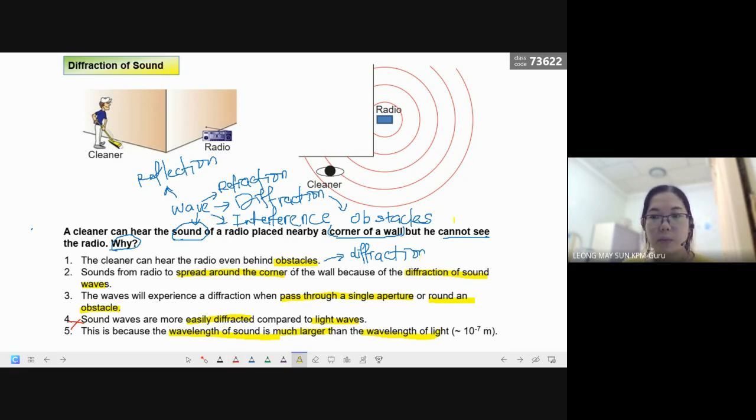Now I understand why they compare with light wave, because the question says he cannot see. We can only see if the light wave propagates. So we cannot see the light ray from the radio directly to the eye of the cleaner. That's why they compare: sound wave is more easily diffracted compared to the light wave, because the wavelength of the sound is much larger compared to the wavelength of the light. So that is one application of diffraction of sound.